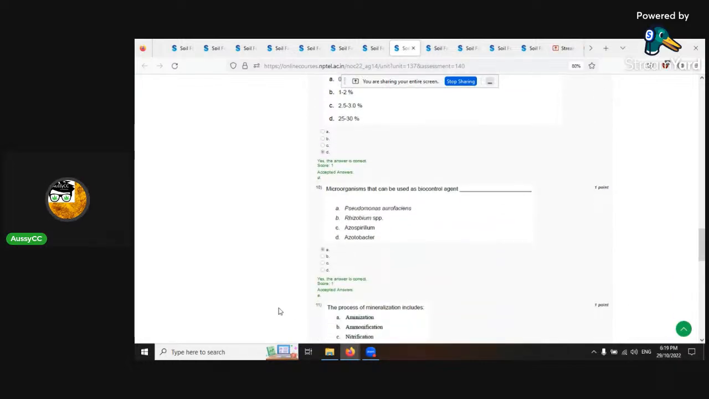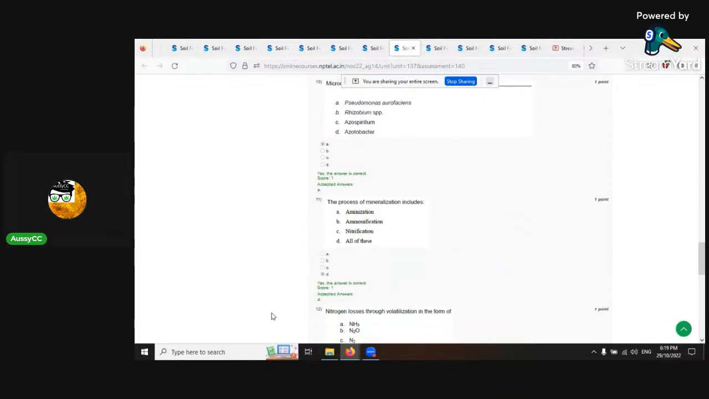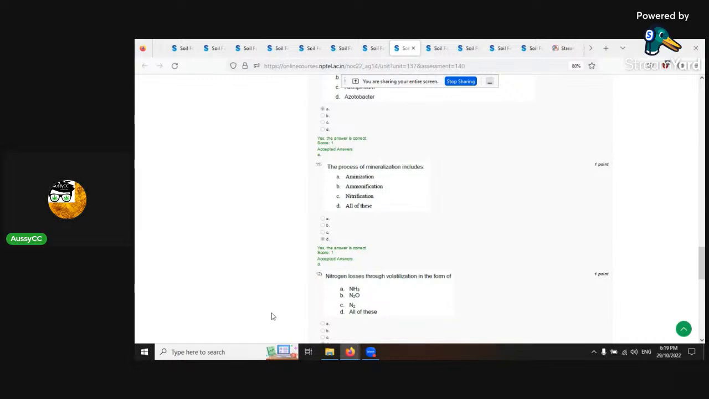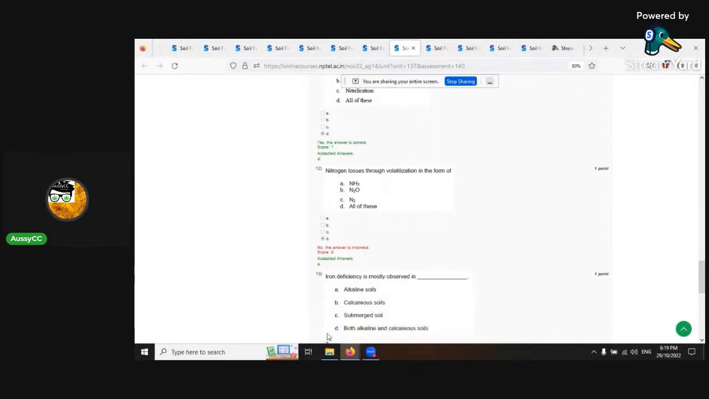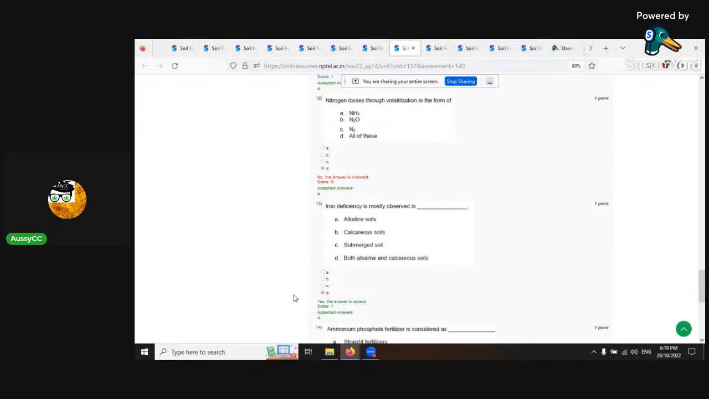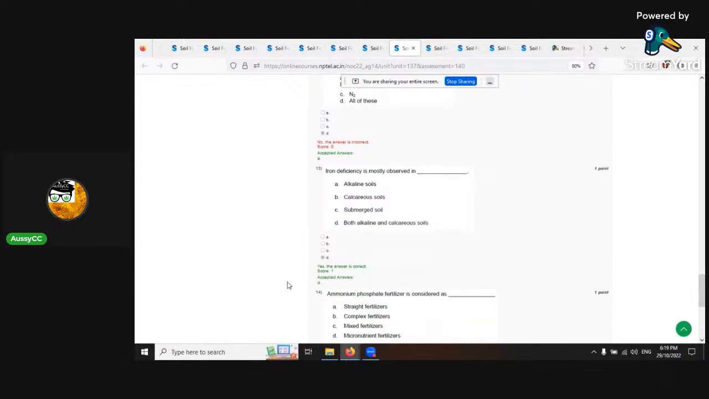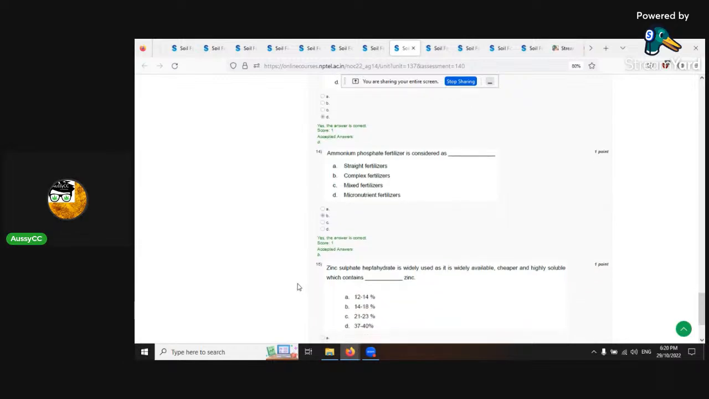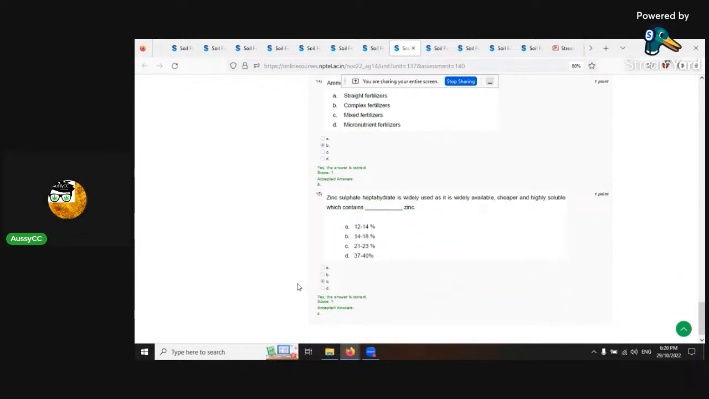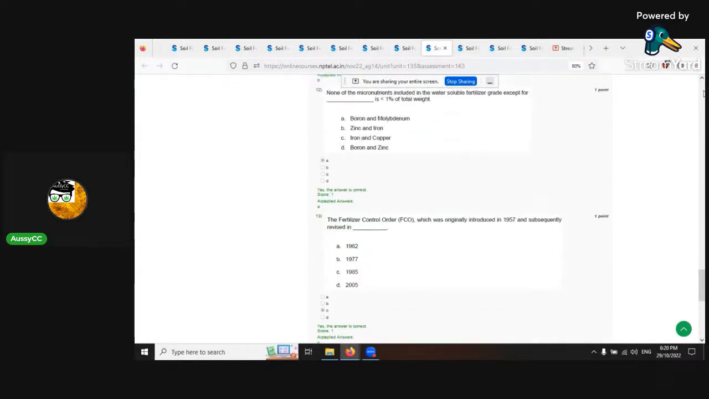The process of mineralization includes all of them. Nitrogen losses through volatilization is only A. Nitrogen, yep, because it's got volatile ammonia. Iron deficiency is mostly observed in D. Ammonium phosphate fertilizer is considered as a complex fertilizer. Zinc sulfate heptahydrate is widely used and widely available, cheaper and highly soluble, which contains, I reckon, is it B? It's C. Oh, got to get one wrong, eh?